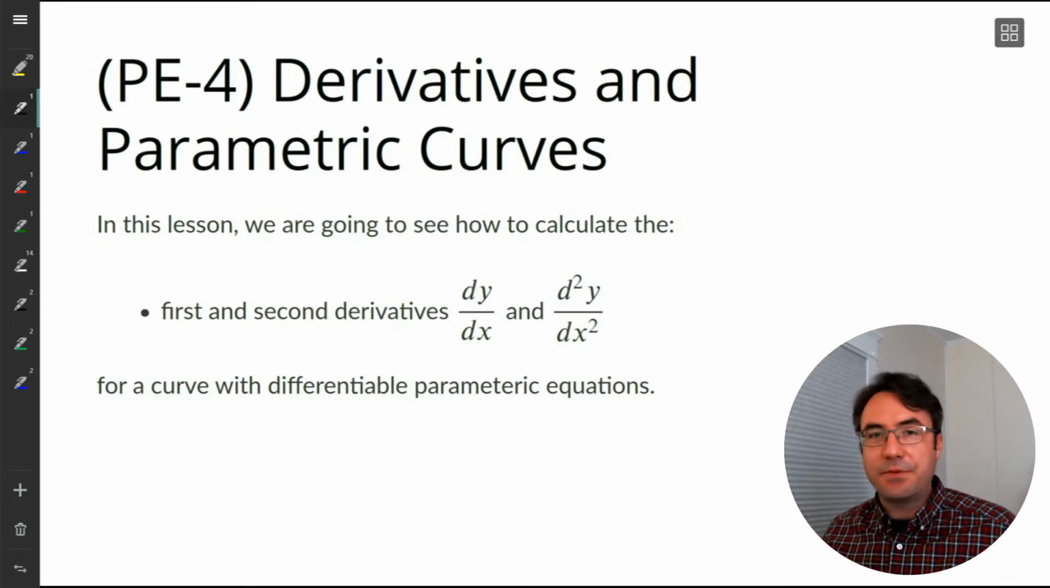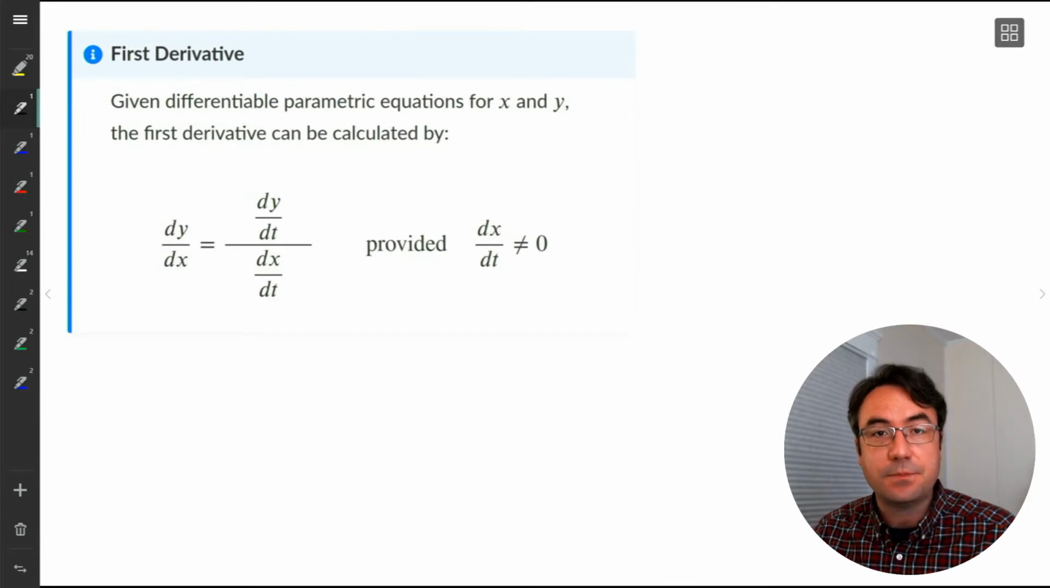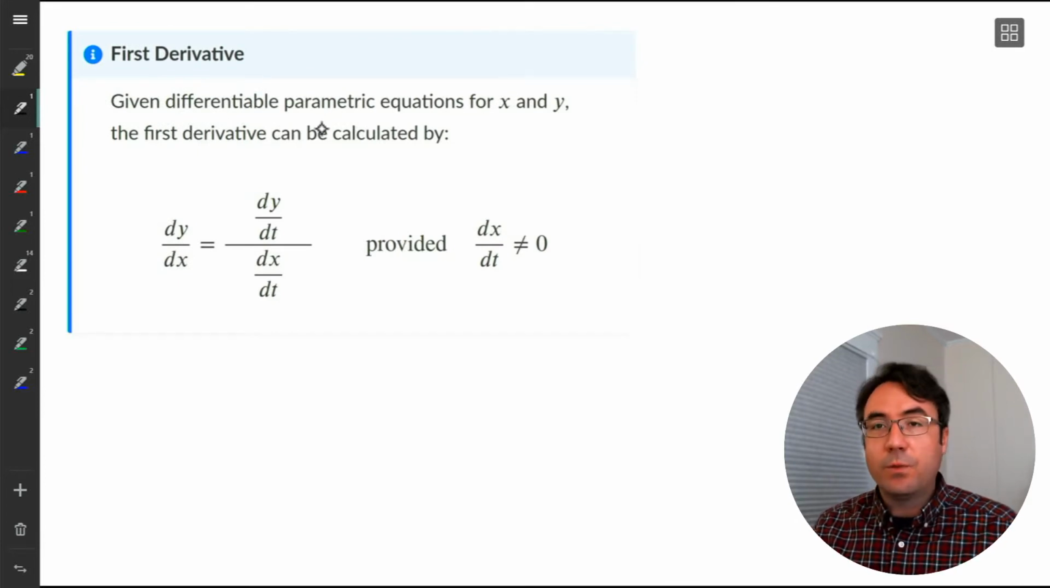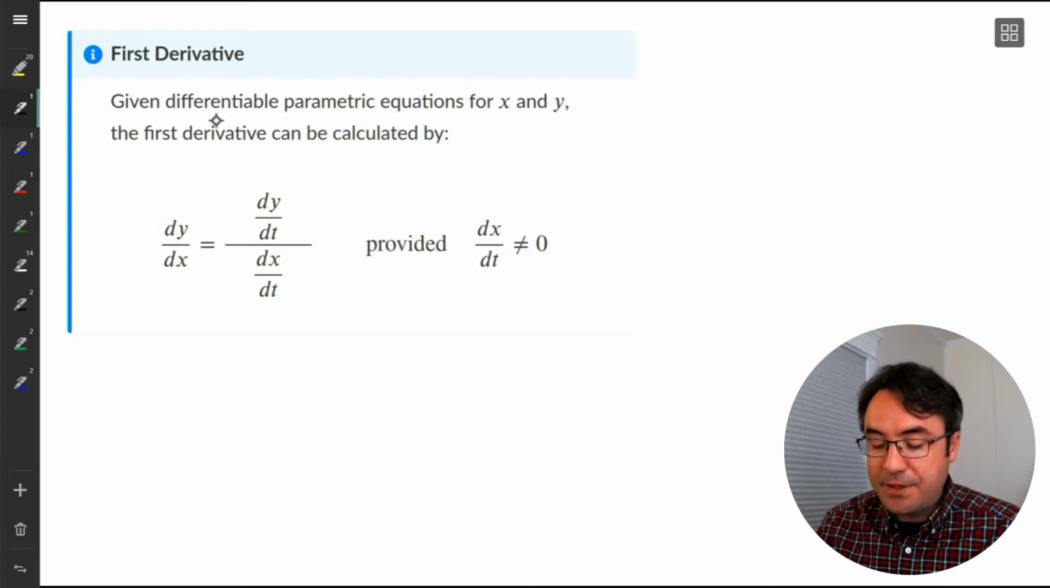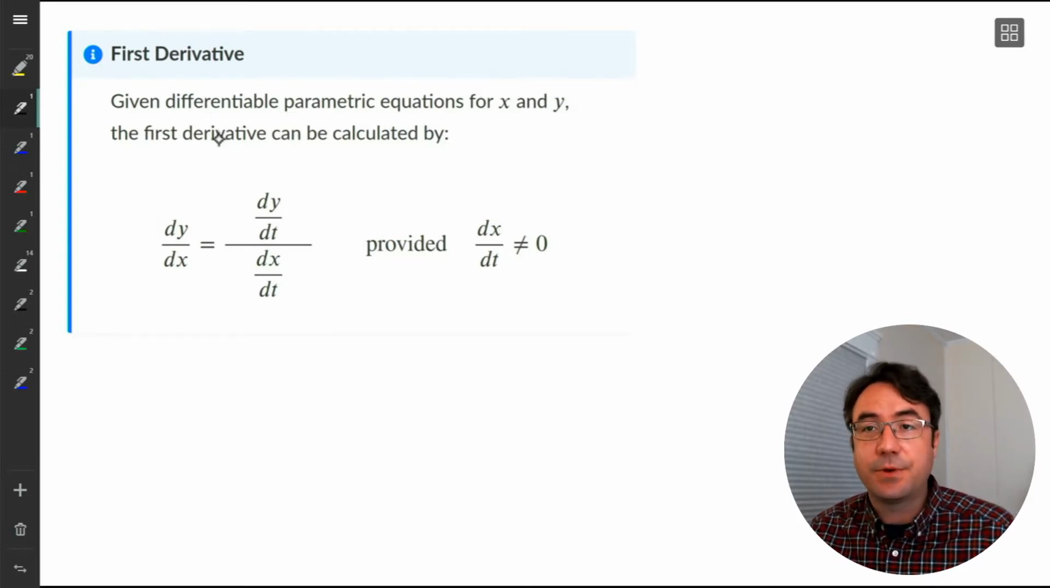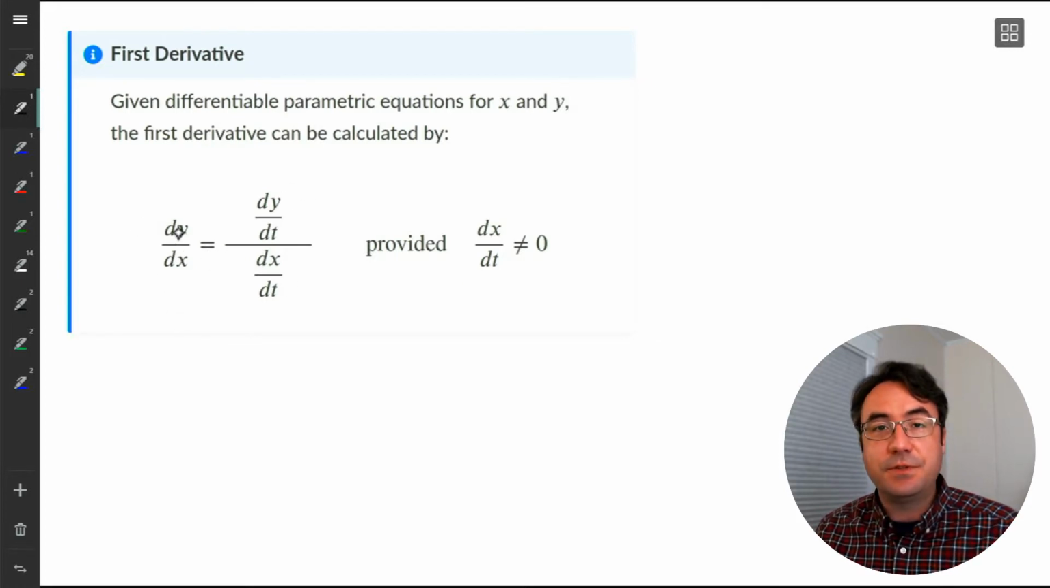All right, so let's start with the first derivative. How do we calculate the first derivative? Well, we're going to be working with a parametric curve, so that means we're going to have parametric equations for x and y, and we just require that these are differentiable, so we can actually calculate their derivatives. And what we're going to do to calculate the first derivative, dy/dx, is differentiate our y equation with respect to t and differentiate our x equation with respect to t, and then divide. So the y derivative goes on top, the x derivative goes on bottom.